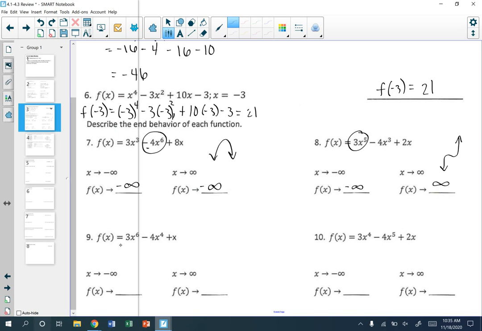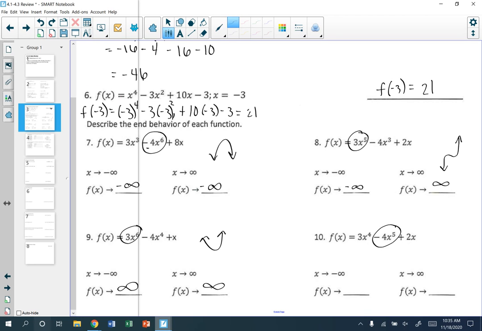Number 9, I am looking at 3x to the sixth. So again, even degree, so my end behavior is going to be going in the same direction, and it's positive. So this time it's going to be up, which then both of these are headed towards infinity.